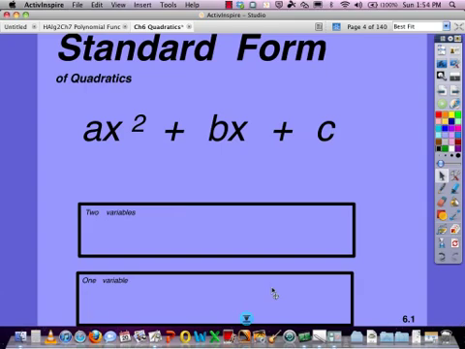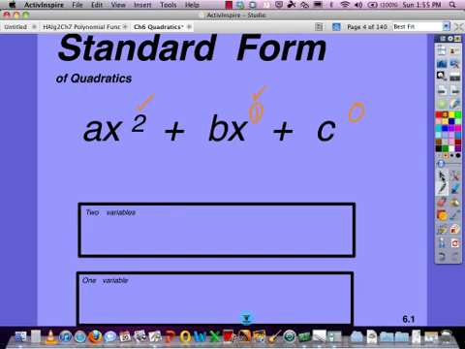Notice, highest to lowest according to the variables. I got a second degree, then I have a first degree term. We never write it, but it's understood to be a first like that. And then down here we have no variable, so therefore we have a 0 degree term. So right on down, 2, 1, 0, everything's in order. Highest to lowest according to the exponent is what we require standard form to be.